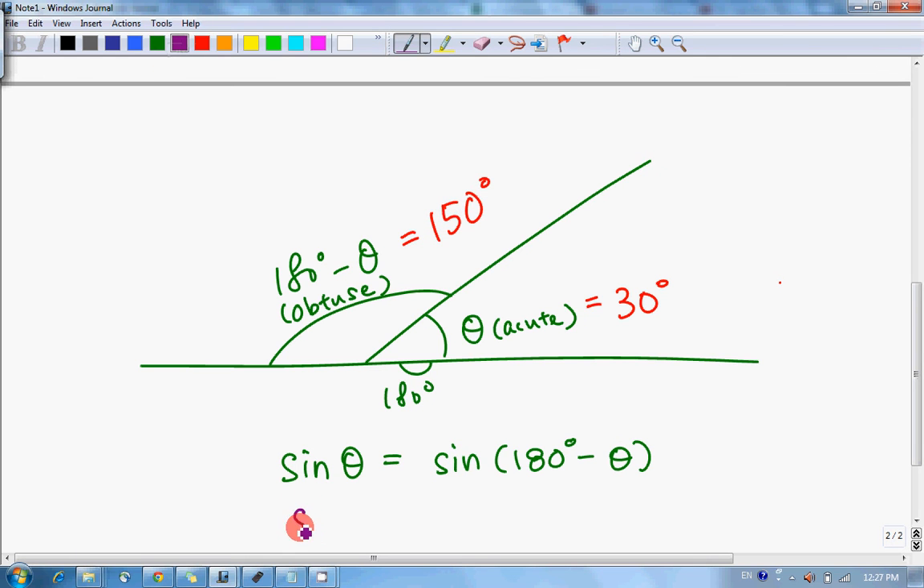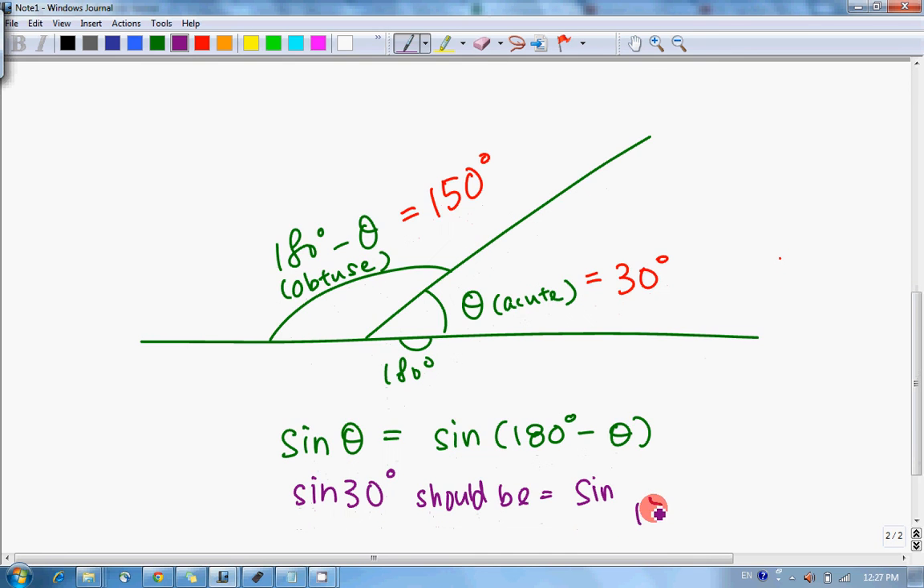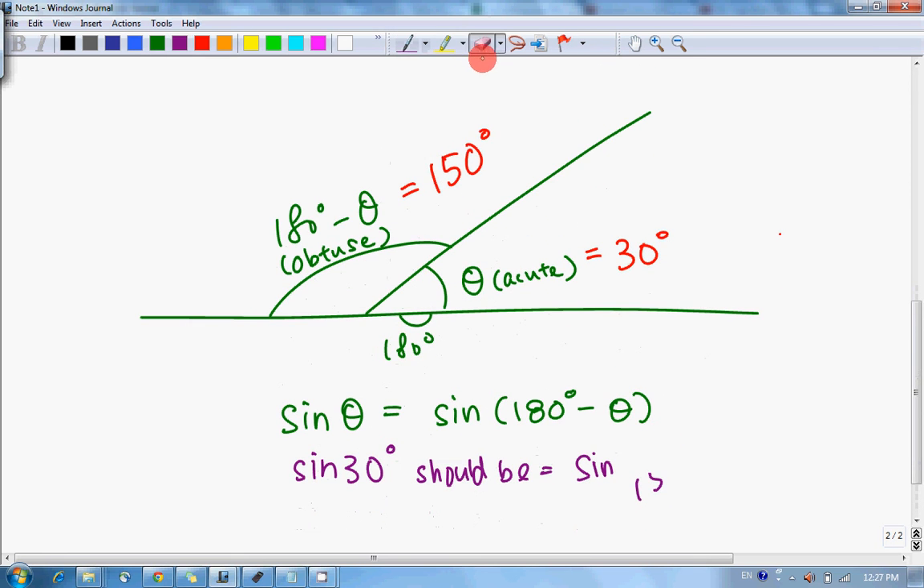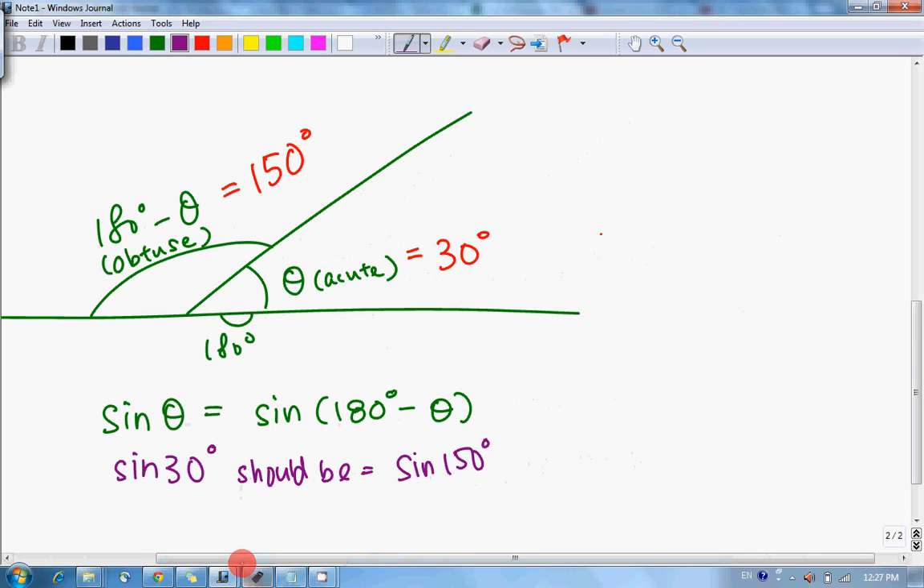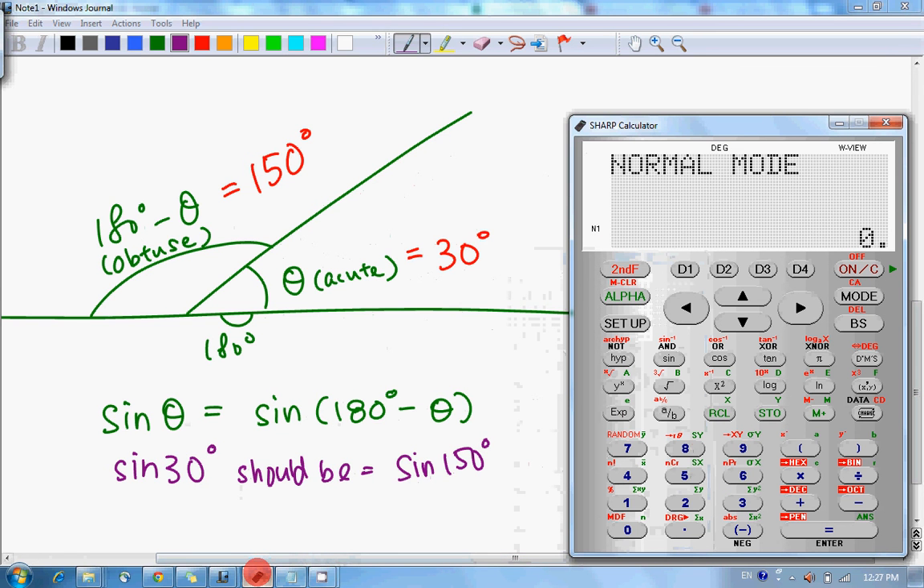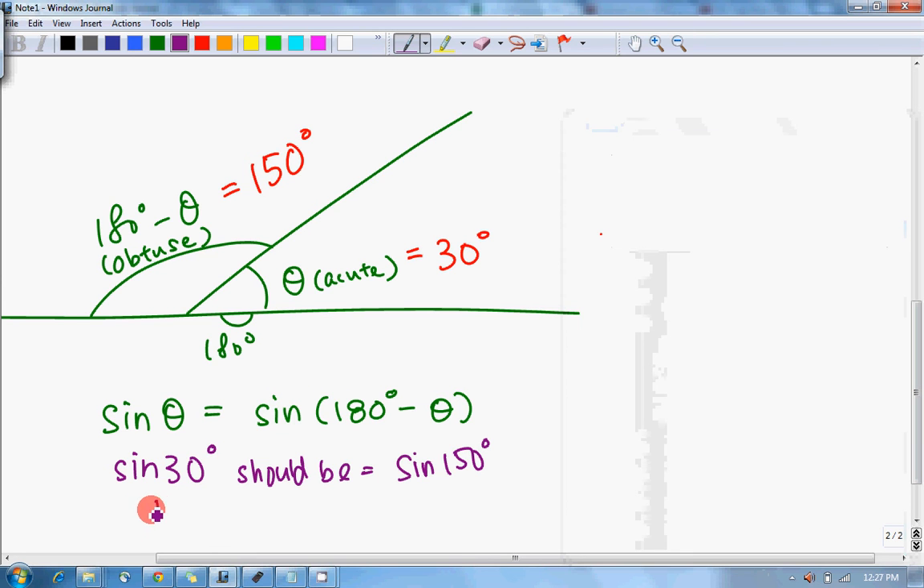Alright, so sine 30 degrees should be equal to sine 150 degrees. Okay, let's look at the calculator and see it. Hope you can see this calculator. Let's check. Sine 30 degrees equals half, which is 0.5.